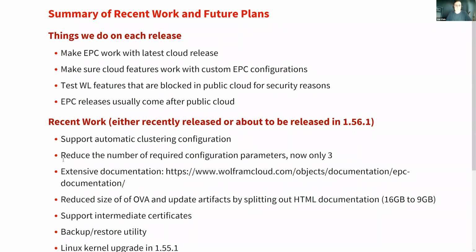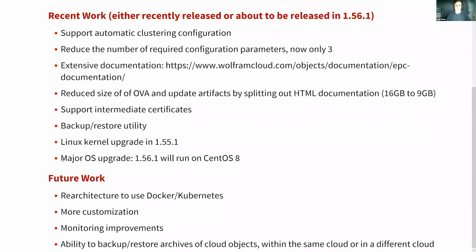I'm basically at time, so I'm just going to highlight that we've been doing a ton of work on EPC to improve it with automatic clustering. We have extensive documentation now. We've reduced the size of the downloads from about 16 gigabytes to 9 gigabytes by splitting out HTML files. And in 12.1, the pending release, we are upgrading to CentOS 8 from CentOS 6. This is a major upgrade. And we are going to be moving to Docker Kubernetes for EPC, not today, but soon. And basically just improving the experience.